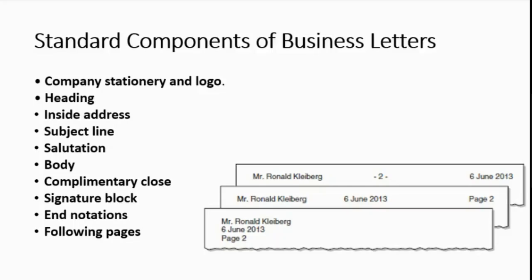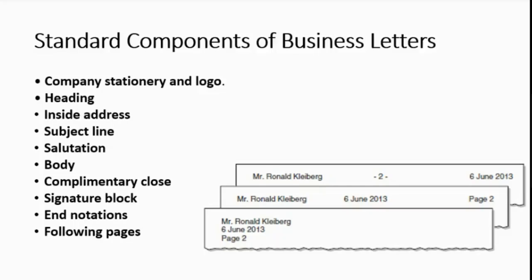And notation. These elements are the CC and include abbreviation below. And what are the abbreviations? CC is the carbon copy, and enclosure is the enclosure or attachment. If you have any attachment, then use this one.